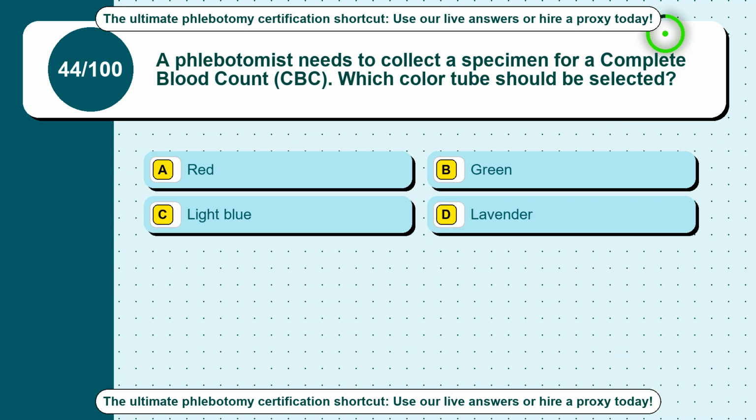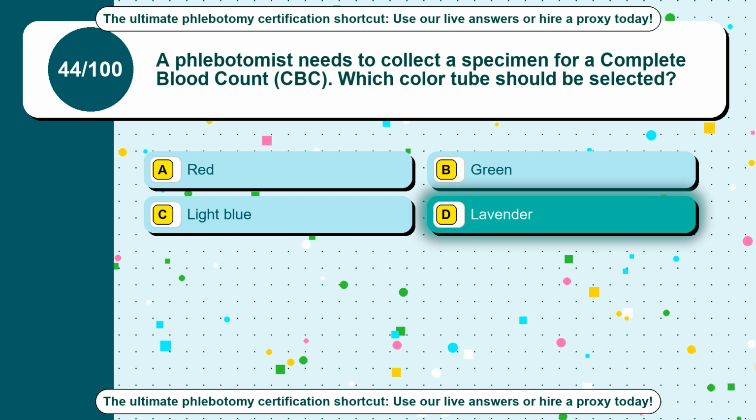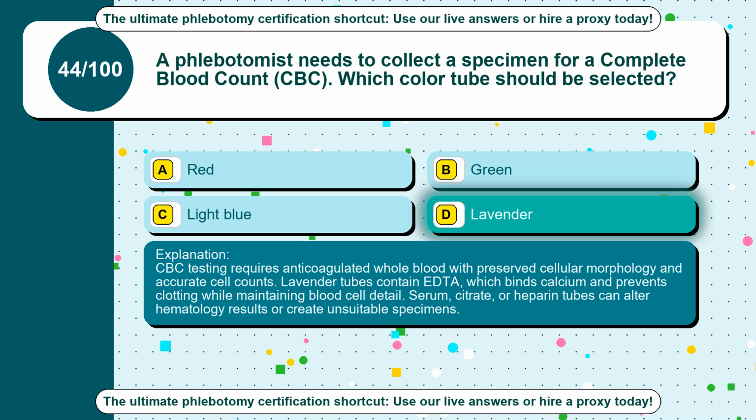Question 44. A phlebotomist needs to collect a specimen for a complete blood count, CBC. Which color tube should be selected? Option A, red. Option B, green. Option C, light blue. Option D, lavender. The correct answer is option D, lavender. CBC testing requires anticoagulated whole blood with preserved cellular morphology and accurate cell counts. Lavender tubes contain EDTA, which binds calcium and prevents clotting while maintaining blood cell detail. Serum, citrate, or heparin tubes can alter hematology results or create unsuitable specimens.